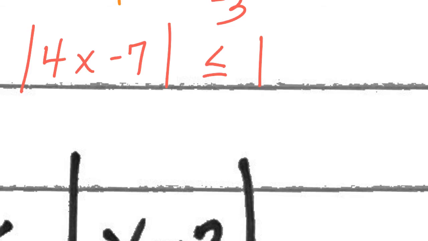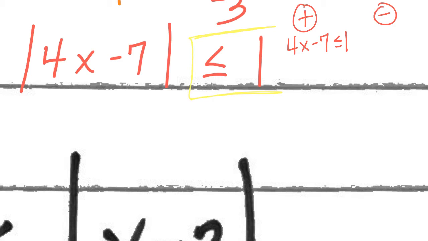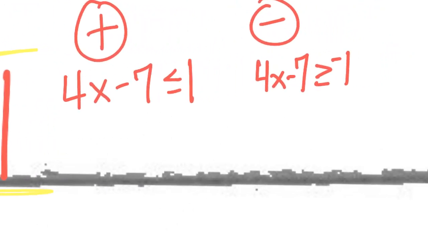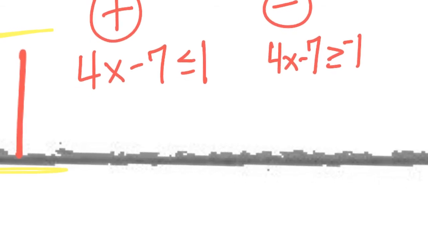So now this is what we're working with. From here, we're going to write our plus and our minus. I'll just write it right over here. I'll make it larger so we can see it. I'm going to write it exactly the way I see it: 4x - 7 is less than or equal to 1. And then remember, I'm going to change everything from here over. So 4x - 7 is greater than or equal to -1. And that's what we're solving.